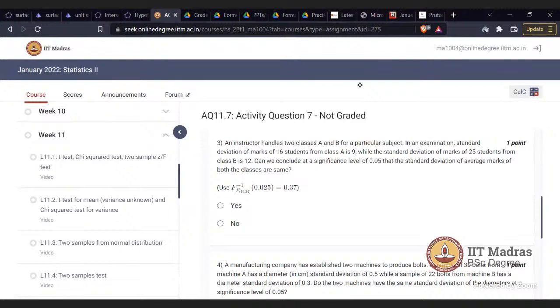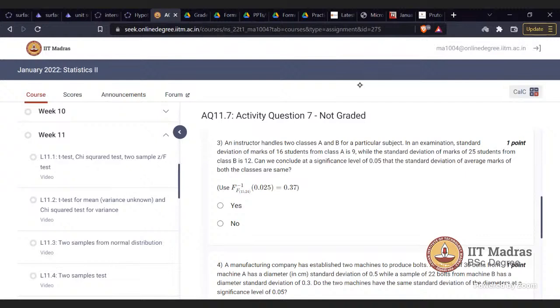No, H naught is sigma 1 equals sigma 2. Here sigma is not given, but this is what you have to check: whether the standard deviation of average marks of both the classes is the same. Whether it is equal or not equal, whether they are same or different. So the null hypothesis I will take is that the standard deviation is the same for both the classes. Okay, got it.